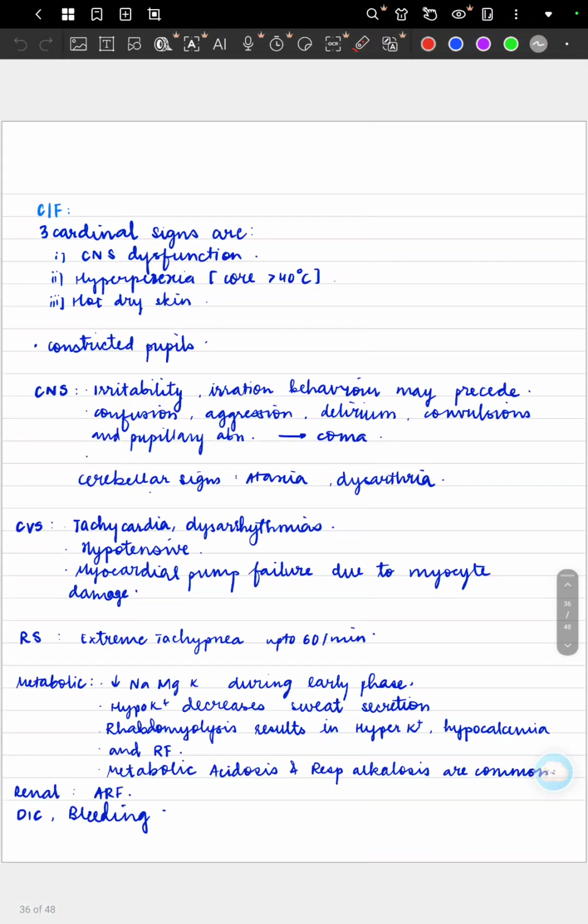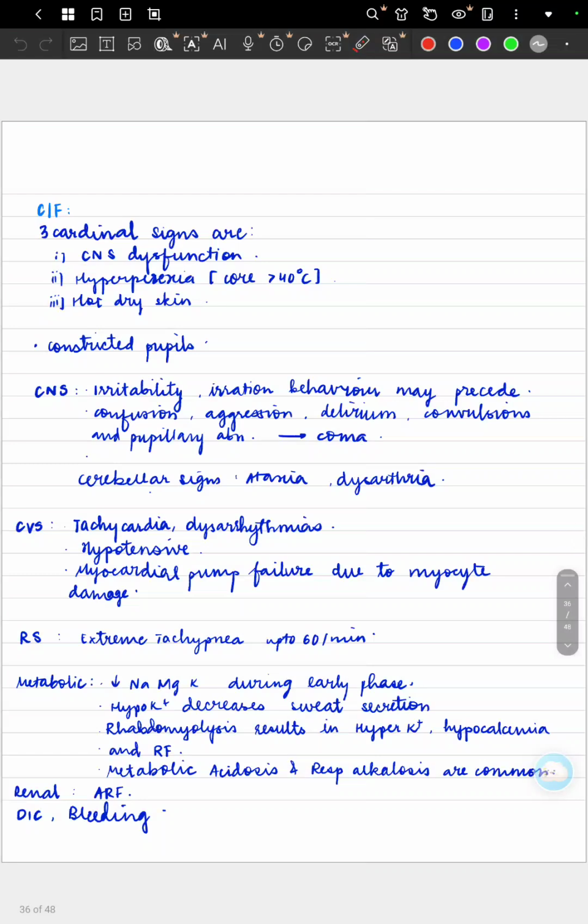Clinical features: there are three cardinal signs. First, CNS dysfunction: the patient can be disoriented to time, place and person, and the GCS score will drop. Then there is hyperpyrexia, that is the core body temperature increases to more than 41 degrees Celsius, and there is hot dry skin and loss of thermoregulation from the body. Constricted or miotic pupils are seen.